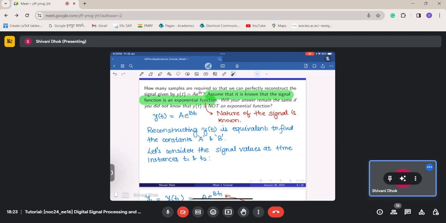So will your answer remain the same if you did not know whether y(t) is an exponential signal or not?